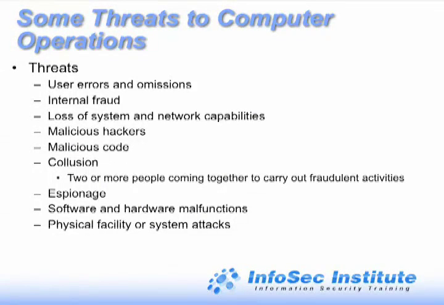Loss of system and network capability. This could be from user error, internal fraud. It could be from hardware failure as well. Also, malicious hackers, criminal hackers. These are going to be people from the outside usually. This is not going to be your disgruntled employee. There's also collusion, which then goes back to internal fraud or potentially economic espionage. Collusion is where 2 or more people come together to carry out a fraudulent activity.